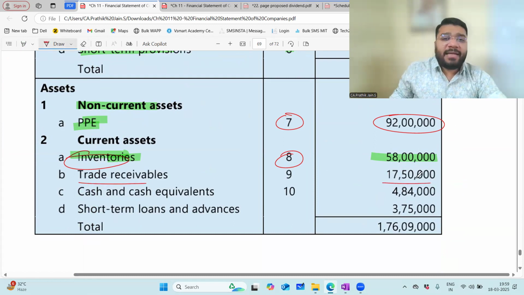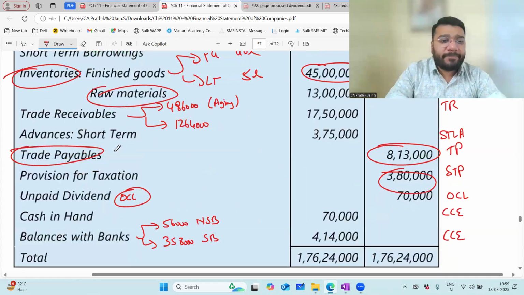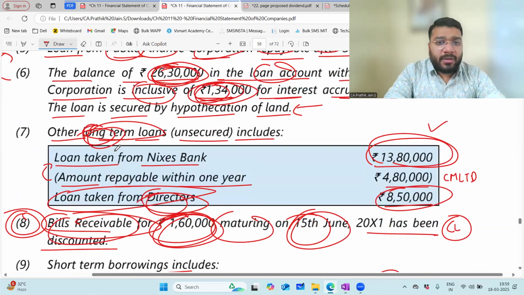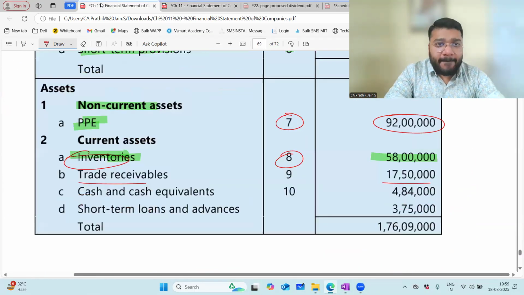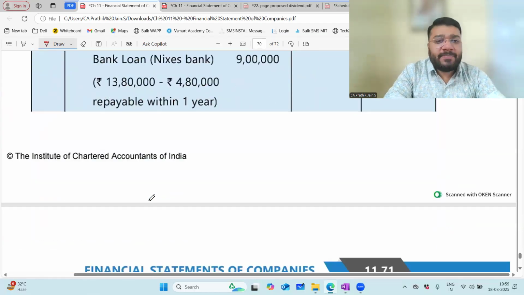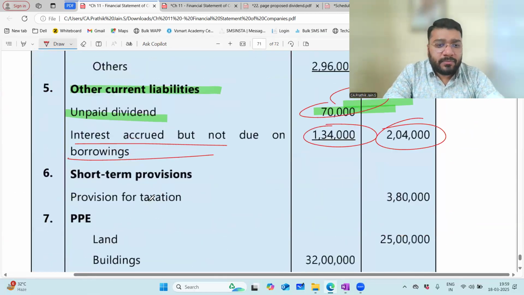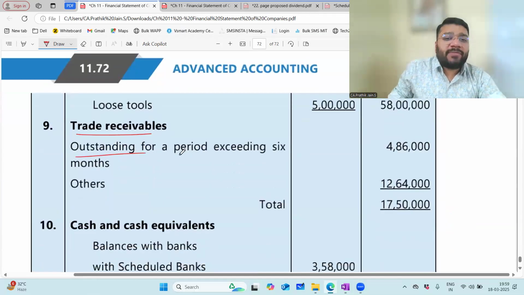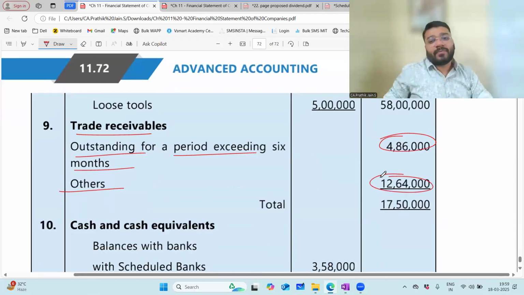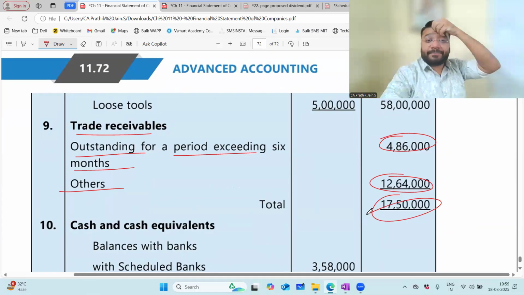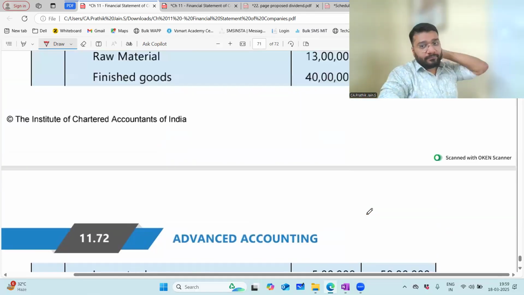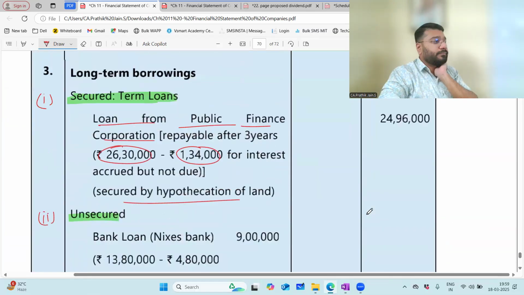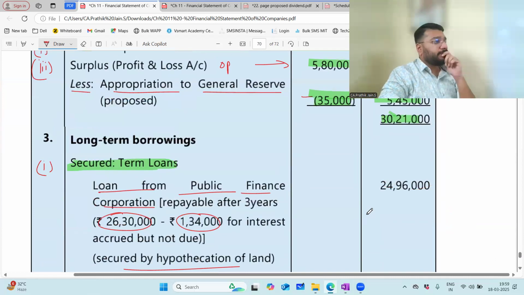Trade receivable 17 lakh 50,000. You have to give a disclosure separately for ageing. Is it beyond 6 months? Yes, sir. Amount due for more than 6 months. Trade receivable outstanding for more than 6 months is 486, and others which is not yet due is 12 lakh 64,000. Total is 1750. You don't have your calculator.